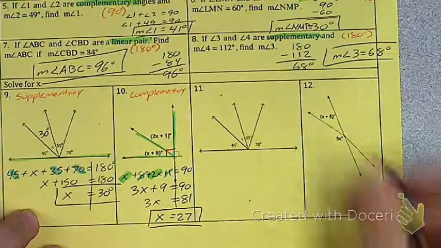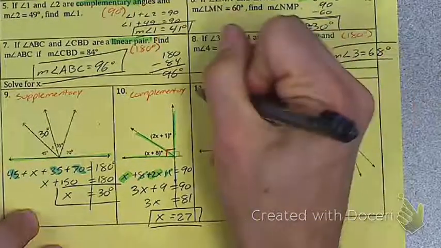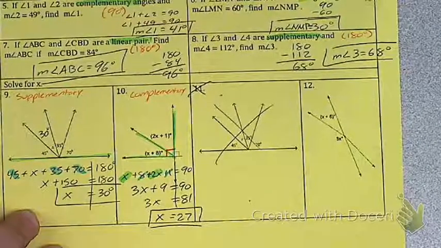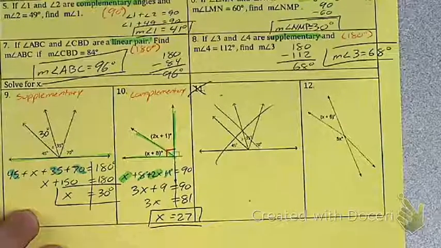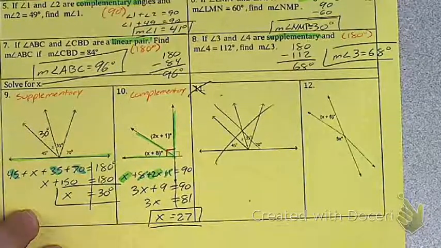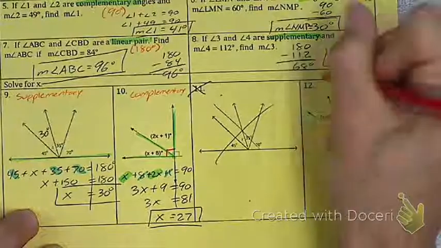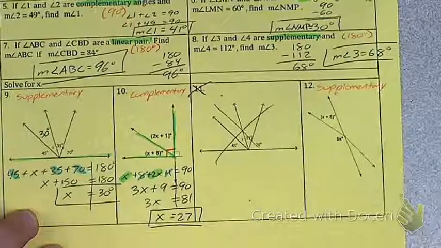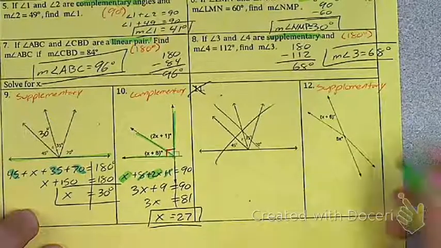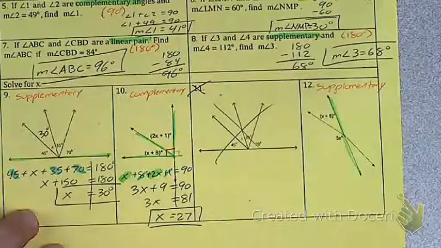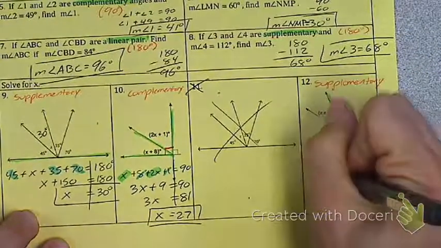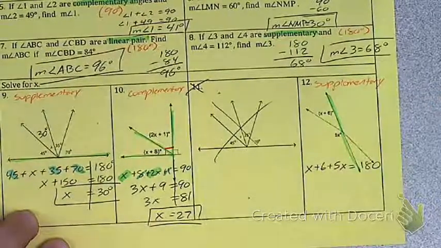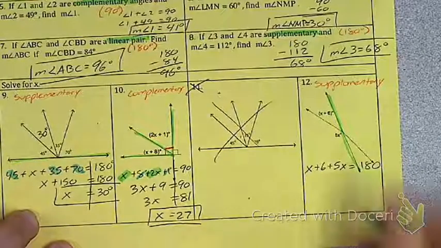Number 11 is the same as number 9, so we're going to skip it. And your job is to do number 12. If you said that they're supplementary, that is correct. Your setup will look like this. And here's your answer.